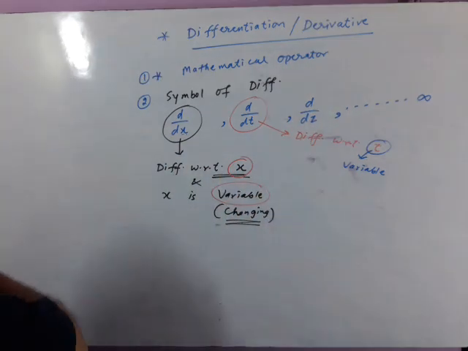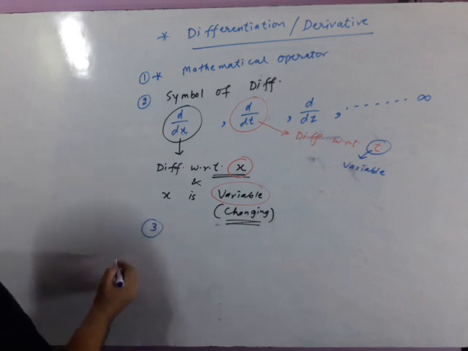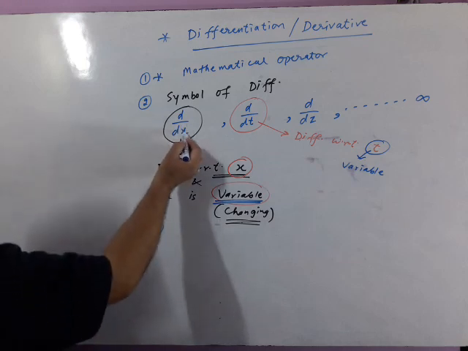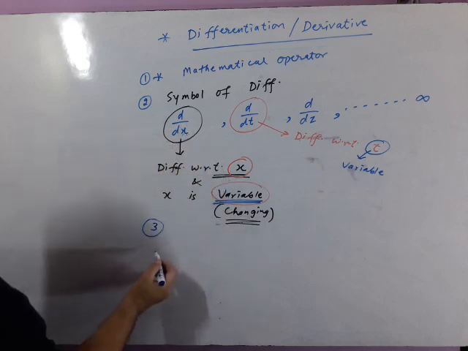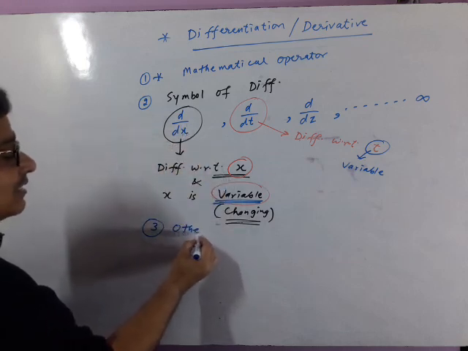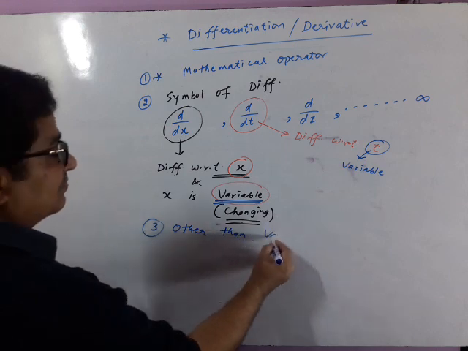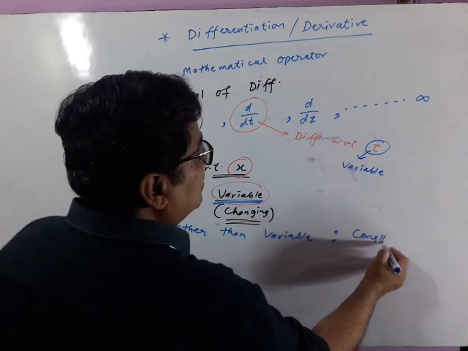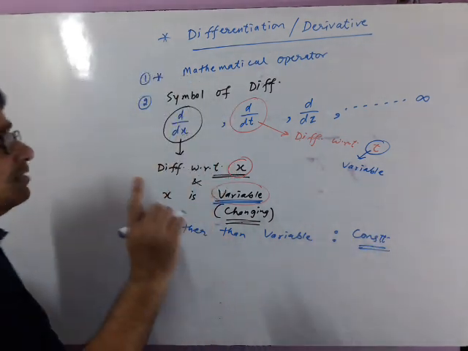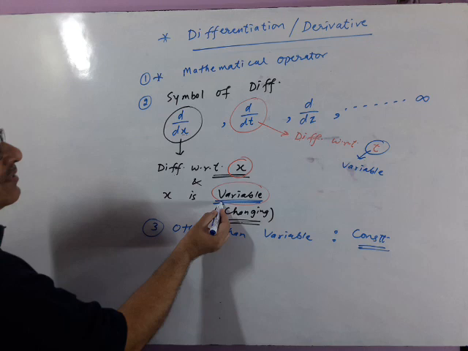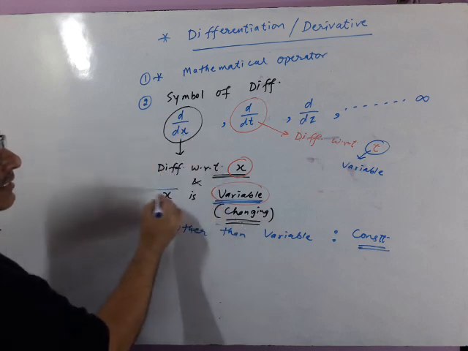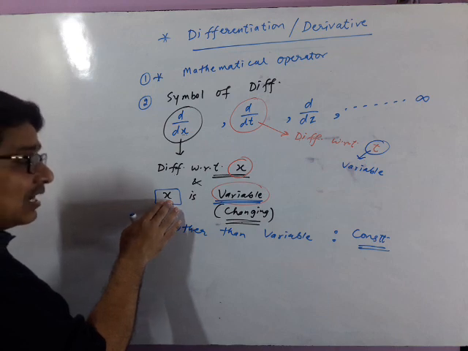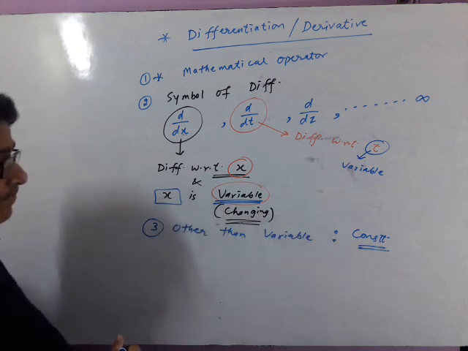Once again, breathe in. Point number 3. When you know what the variable is, how to know? Dy dx, x is the variable. So other than the variable, we will say all others are constant. Only one variable is permissible. Like if I say dy dx, x is the variable. Then other than x, all are constant.